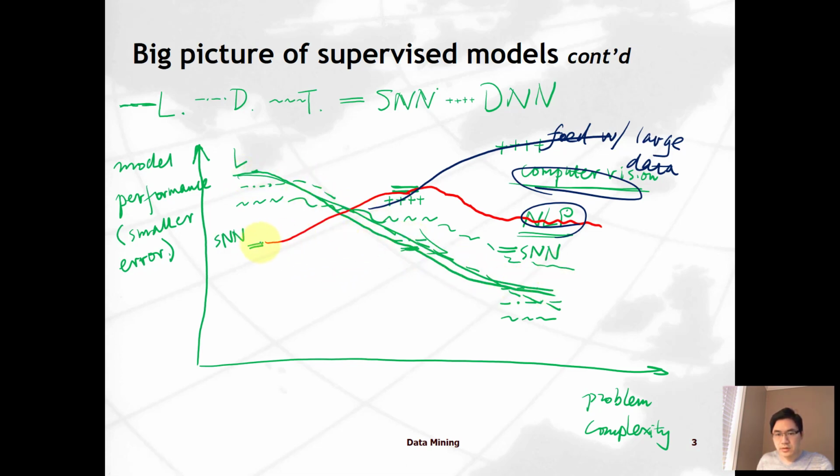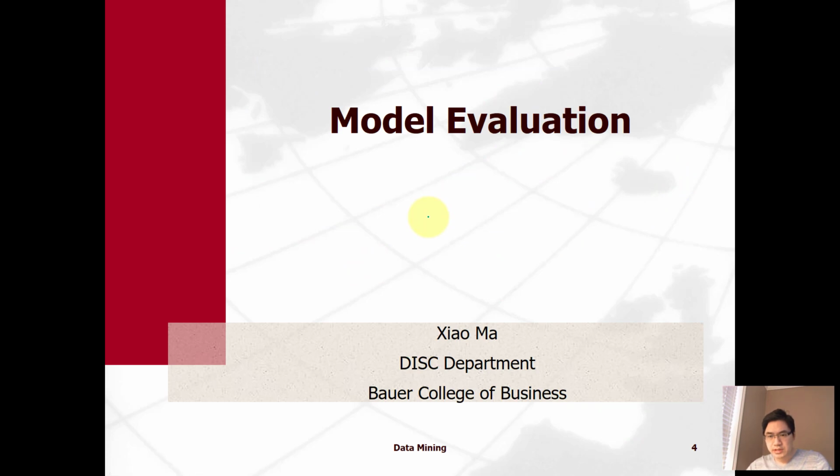But the deep learning models, those models with more complex architecture, will tend to hold their strength or even increase the performance as you have better complexities, as long as you feed large data sets to the model. All right, so that is the big picture I would like to talk about.